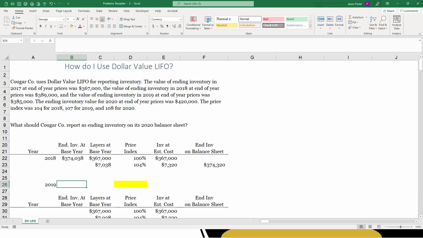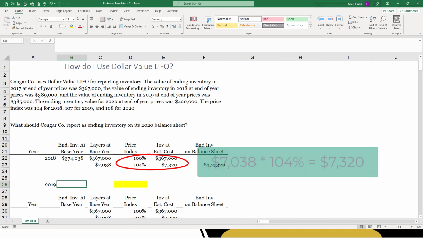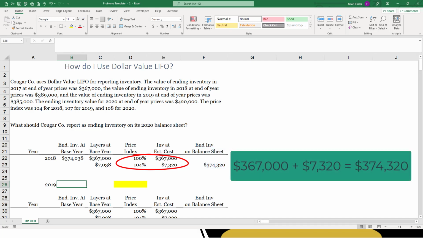So in 2018, we figured out our ending inventory at base year was $374,320. $367,000 that we would have purchased back in 2017, and $7,320 that we purchased in 2018. The $367,000 we bought in our base year, which means it really did cost us $367,000. The $7,038 we actually purchased in 2018, not the base year, so it really would have cost us $7,320. And then I add those up to get the $374,320.